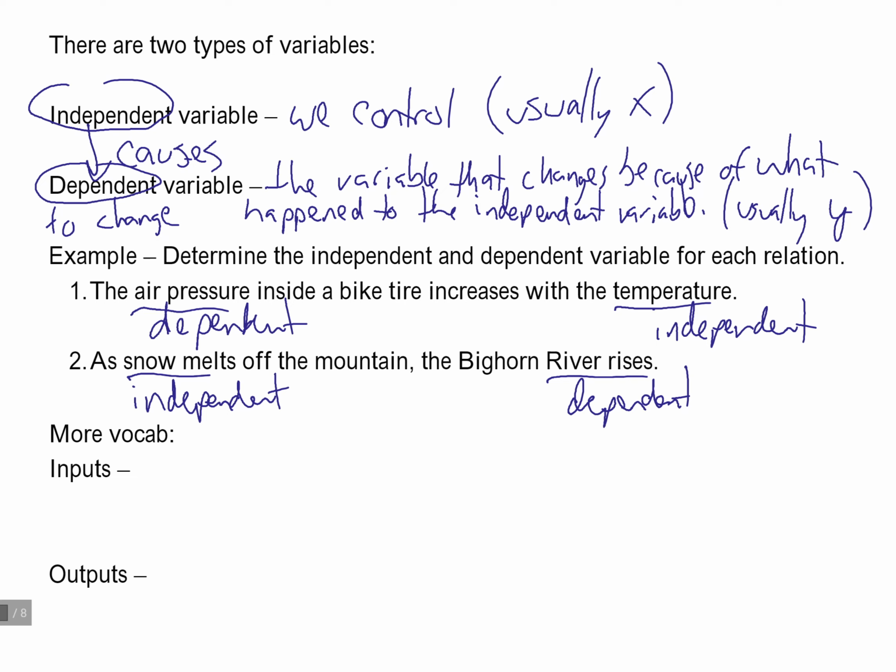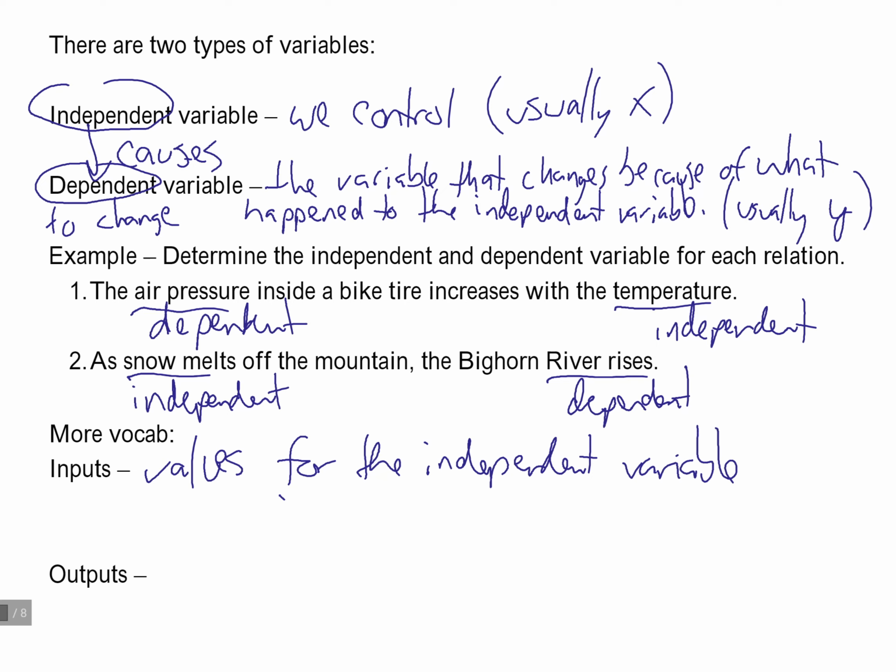Okay, so some more vocab. We have inputs and outputs. So inputs are values for the independent variable, things we put in. We put water into the pot for the plants. We put light into the room for the plants. Those are inputs. So the vocab definition for inputs would be values for the independent variable. Those are X values.